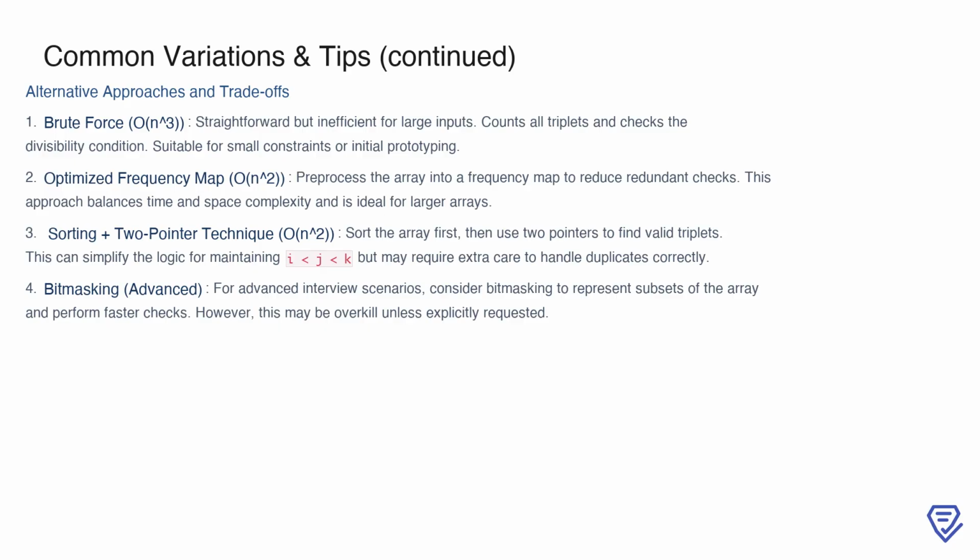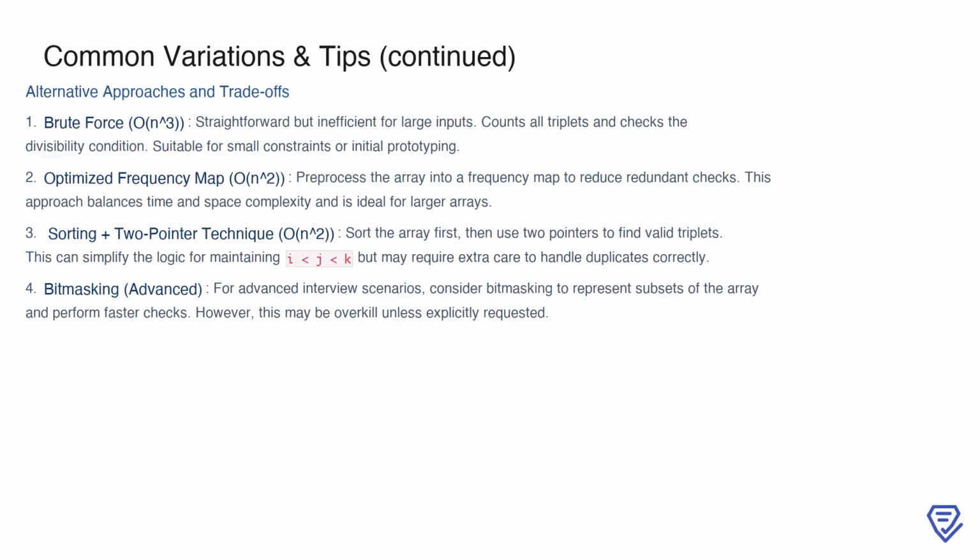A more optimized solution uses a frequency map to pre-process the array. This reduces redundant checks and brings the time complexity down to O(n squared), which is much more practical for larger arrays. Another efficient method involves sorting the array and leveraging the two-pointer technique. Sorting simplifies the logic for maintaining the order of indices i, j, and k, while two pointers help you find valid triplets efficiently. However, you need to take extra care to handle duplicates properly in this approach.